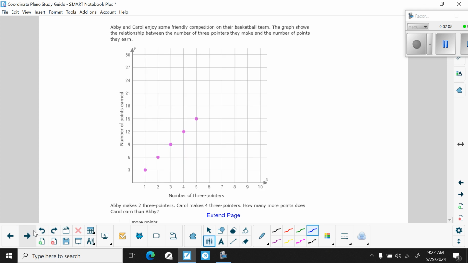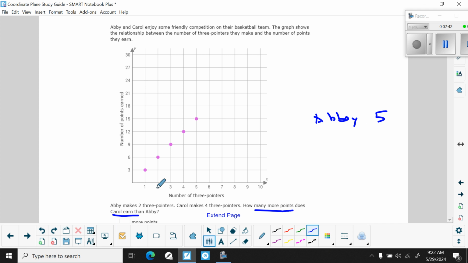Next question. Abby and Carol enjoyed some friendly competition in their basketball game. The graph shows the relationship between the number of three-pointers they make and the number of points they earn. So Abby makes 2 3-pointers and Carol makes 4 3-pointers. How many more points does Carol earn than Abby? All right. Well, number of 3-pointers, if you score 2 of them, you get 6 points. Okay. So Abby made 6 points.